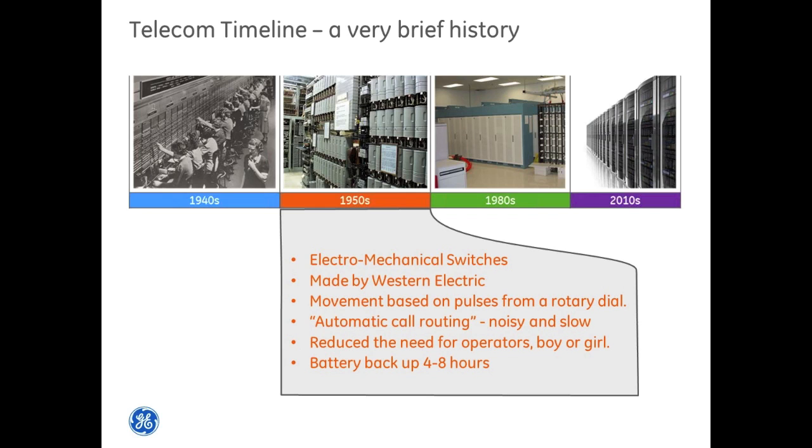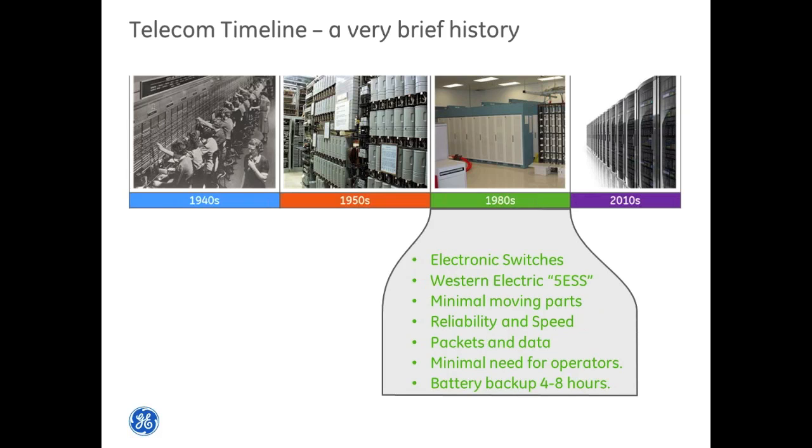If you've ever been in one of these central offices, and I grew up visiting them with my father, who was a telephone engineer, they were very, very noisy. In fact, the dial on the telephone was artificially slowed so that the switching could keep up with the pulses it was sending. But they did work, and they dramatically reduced the need for operators, whether boys or girls. To keep everything running, and we'll talk a little more about the expectations, typically the central office would have 4 to 8 hours of battery backup, and in some cases there would be generators to provide for even longer power outages.